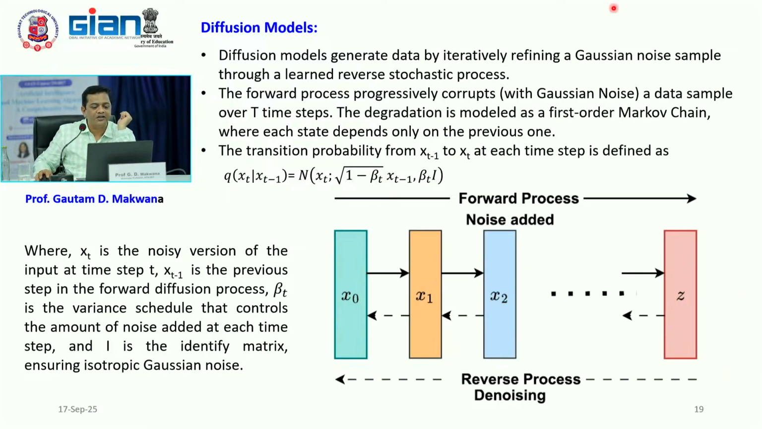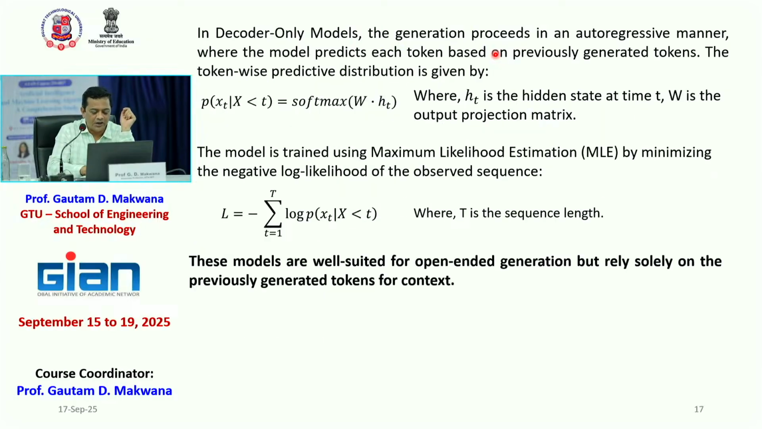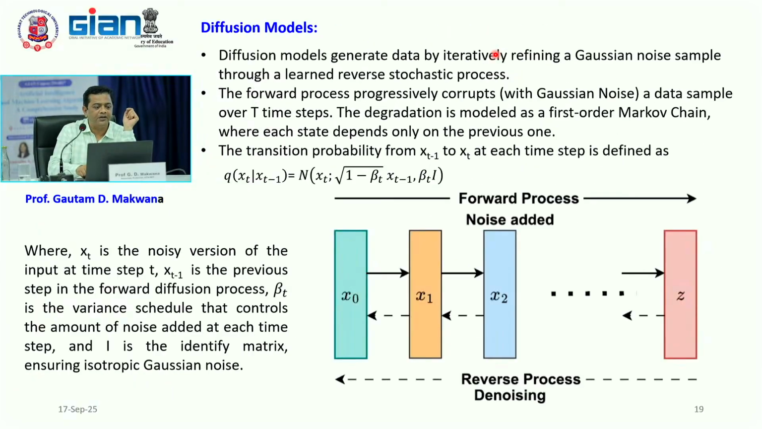The diffusion model generates the data iteratively. In the encoder, decoder, or transformer models, it is not like that. There are no iterations in the large scale model. But in the diffusion model, the data is generated by iteratively refining a Gaussian noise sample through a learned reverse stochastic process.